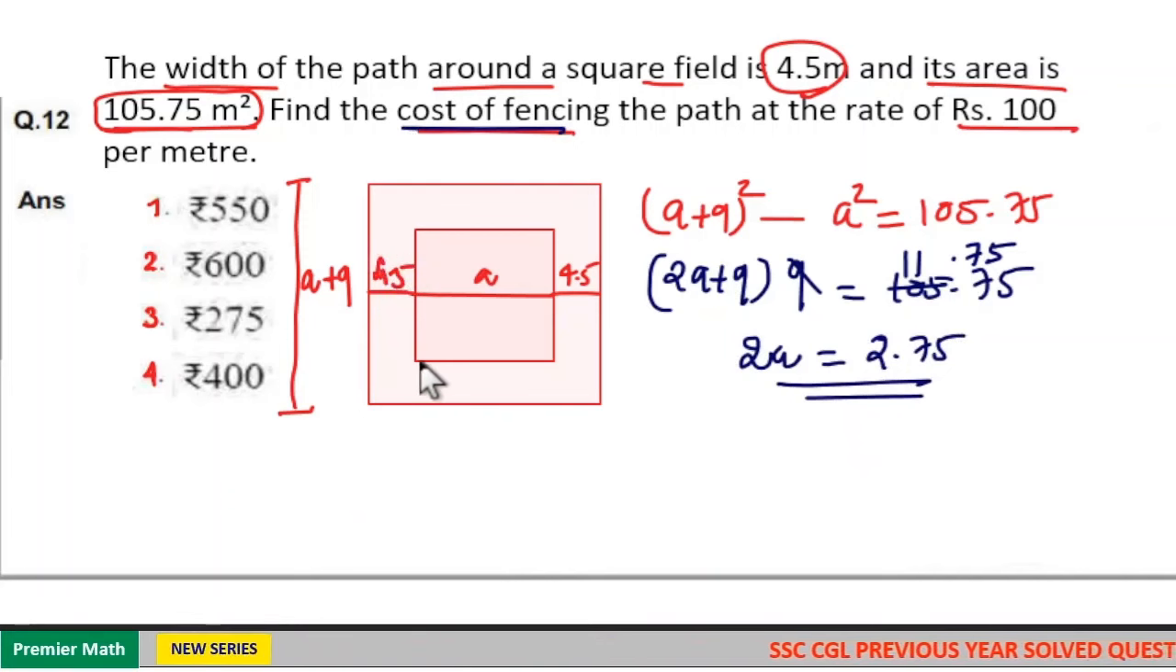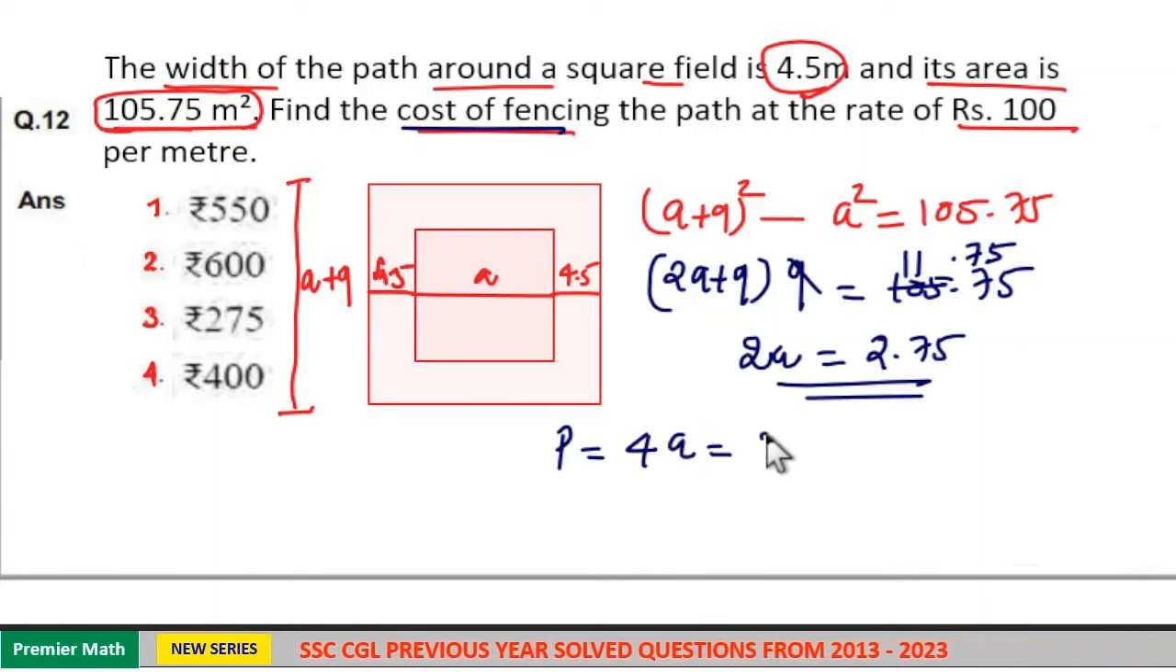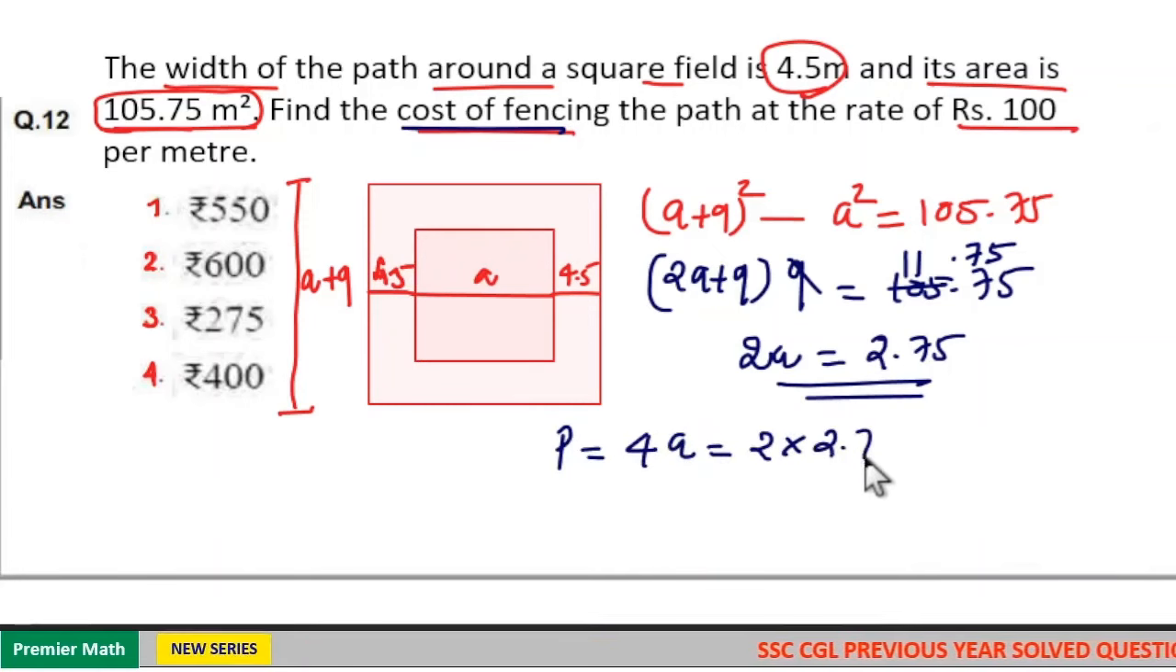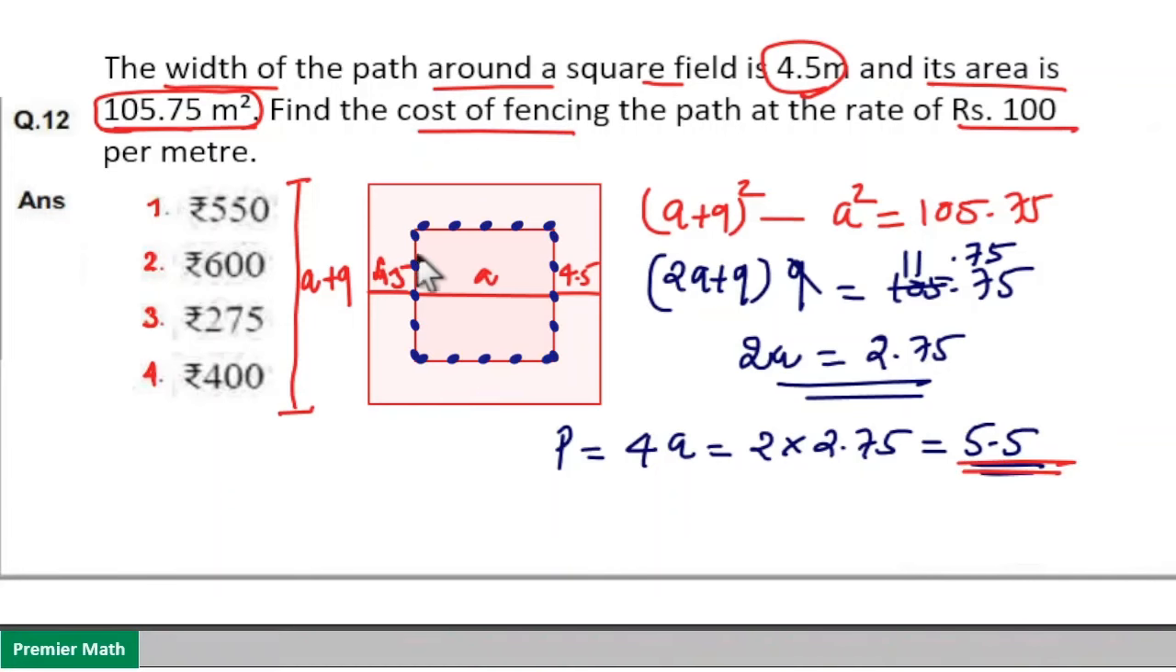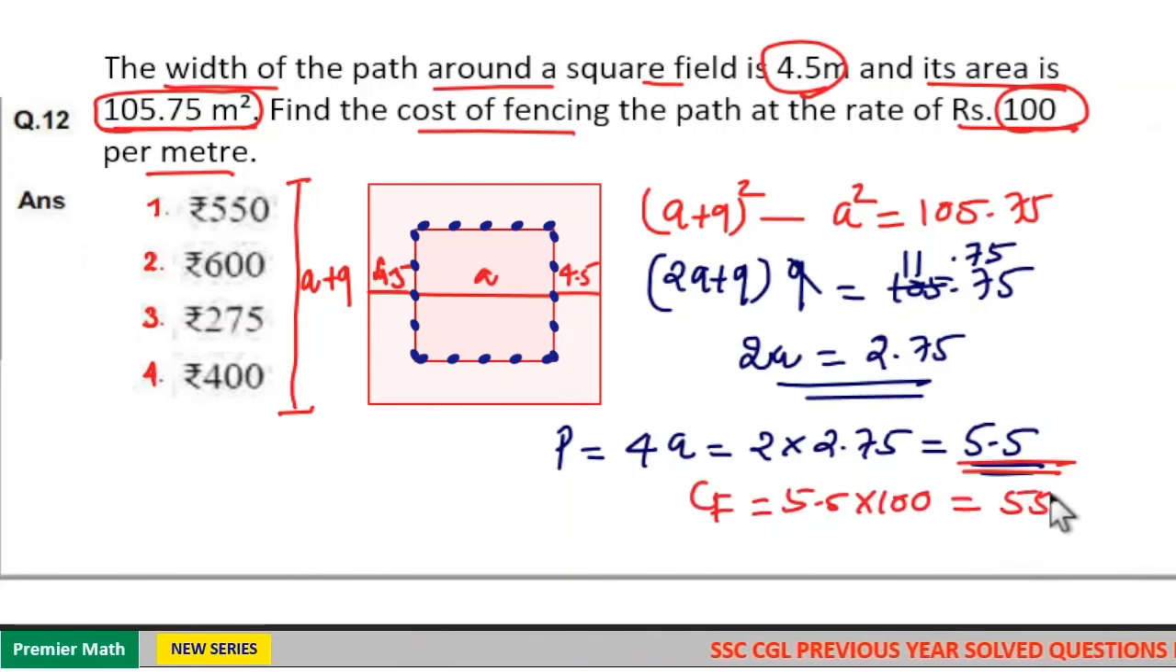To find that, we need the perimeter of this ground. Perimeter is equal to 4a, which is equal to 2 into 2a, that is 2 into 2.75, which is equal to 5.5. So here perimeter is 5.5, which means this is the part we have to fence. So cost of fencing is 100 per meter. So total 5.5 meter. So cost of fencing is equal to 5.5 into 100, which is equal to 550. So option 1 is your answer.